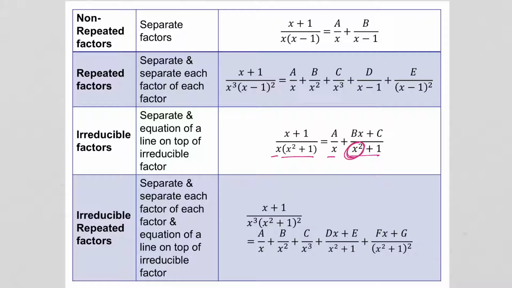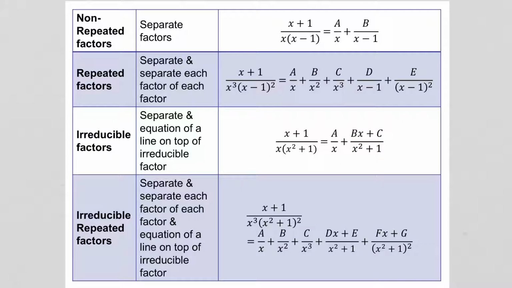But because of this x squared on the bottom, plus a number, okay, I know this one's got x squared here, but we didn't add anything to it. But since this is x squared plus a number, then we put our bx plus c on top.